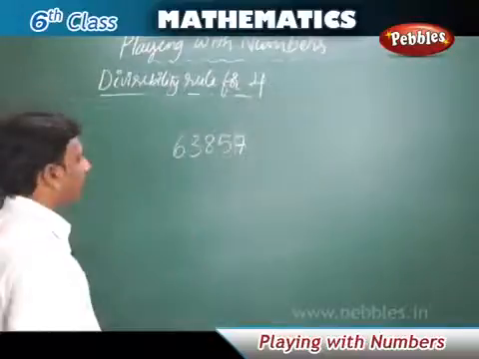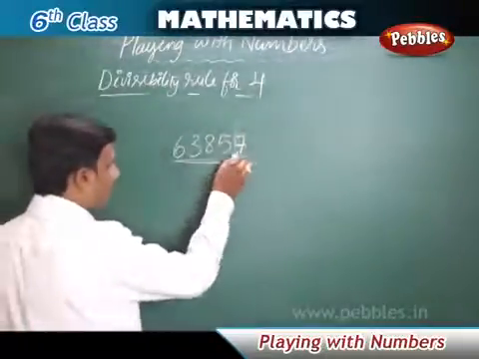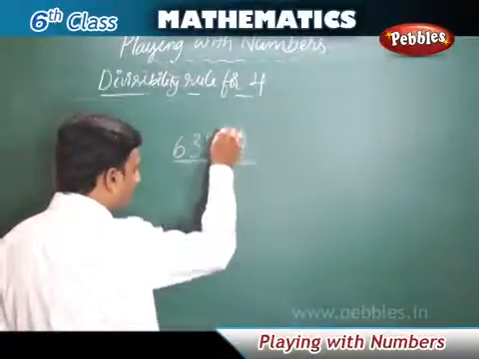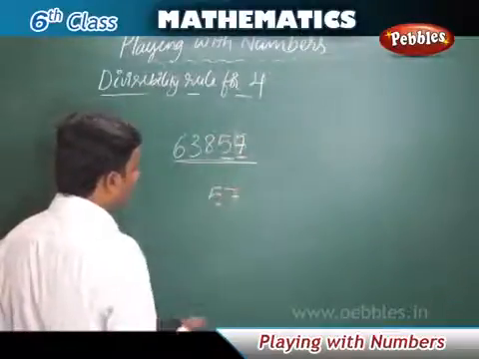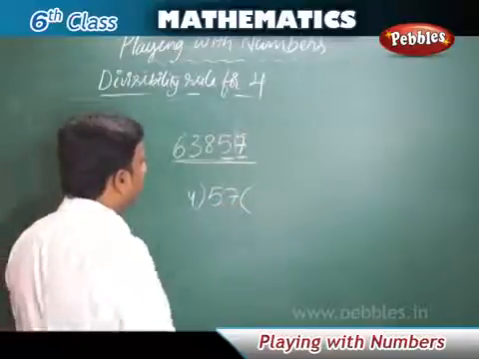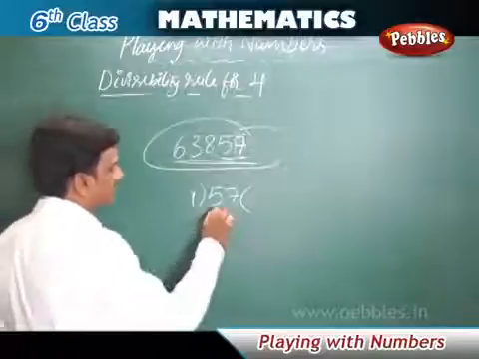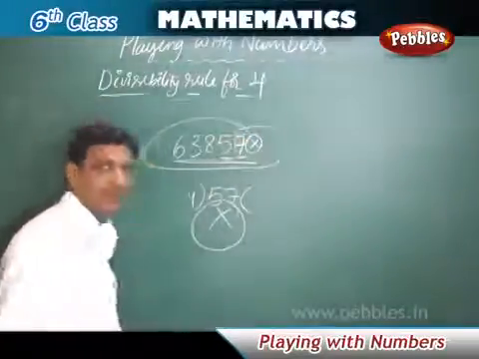Divisibility rule for 4. For any number, in its last ones and tens place, whatever the digits are there, whatever number the digits form, if that number is divisible by 4, then this number is divisible by 4. The 57 is not exactly divisible by 4, so this number is not divisible by 4.